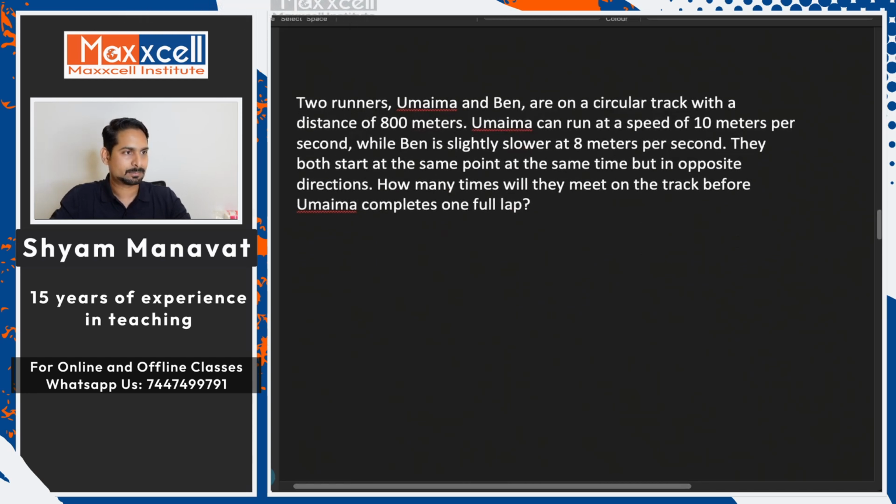Okay, let's see this question. Let's see how we address this question. Two runners, Umaima and Ben, on a circular track, length is 800 meters, speed 10 meters per second, and the slower speed is what? 8 meters per second. They both start at the same point, at the same time, but in opposite directions.